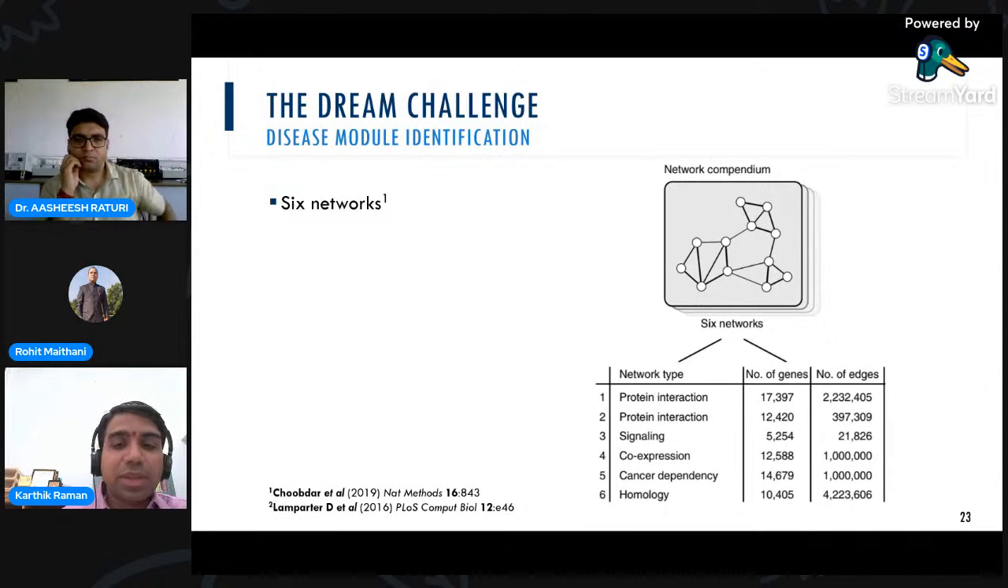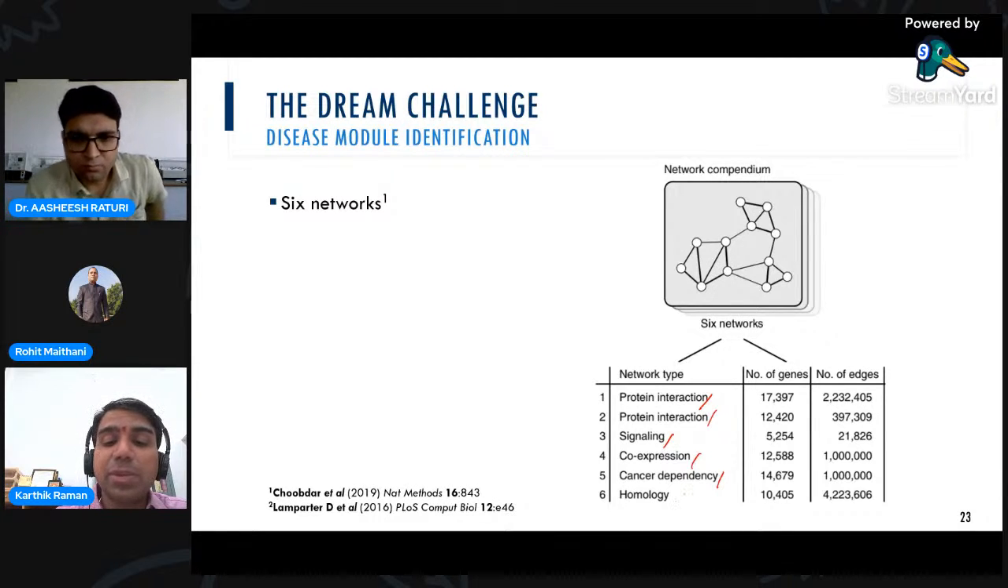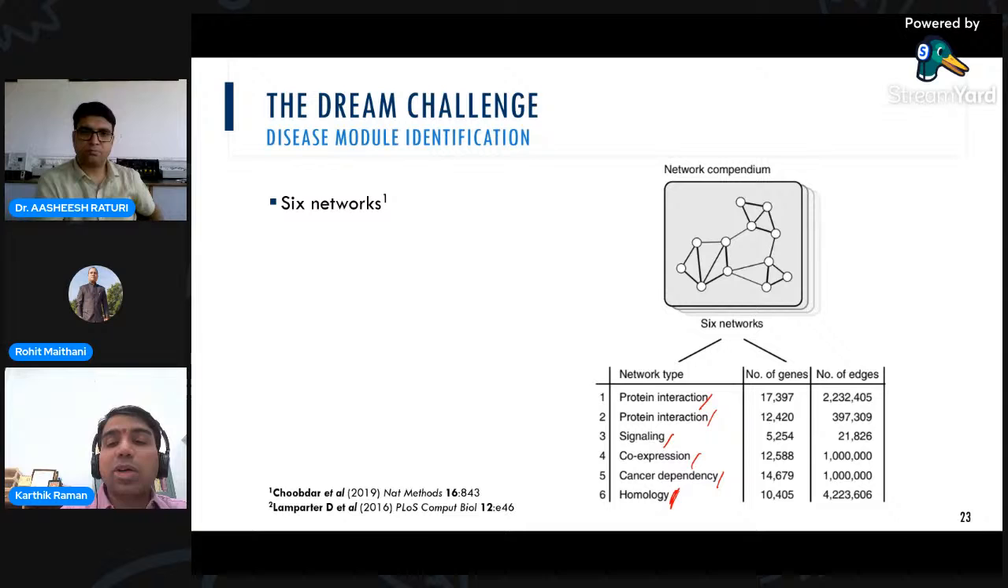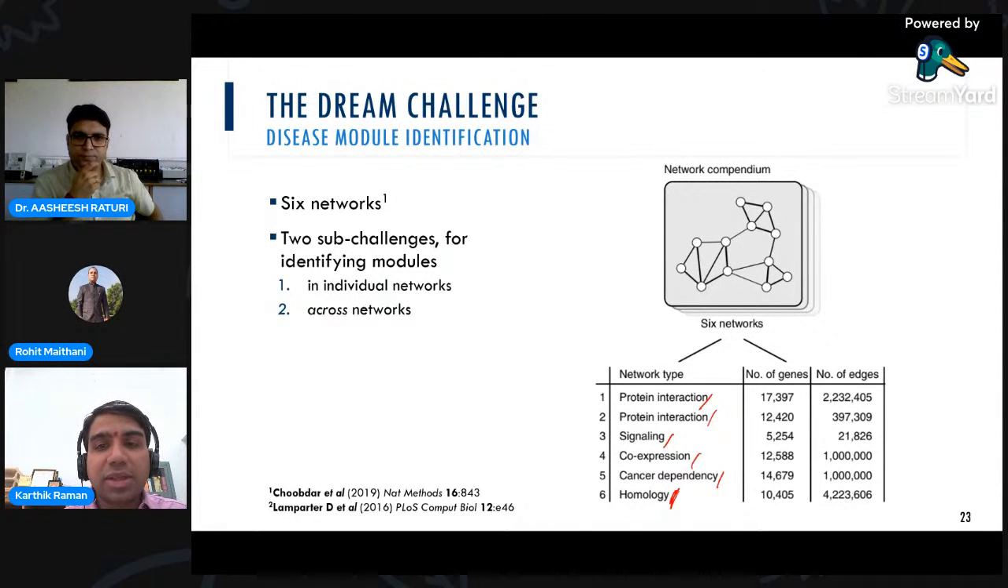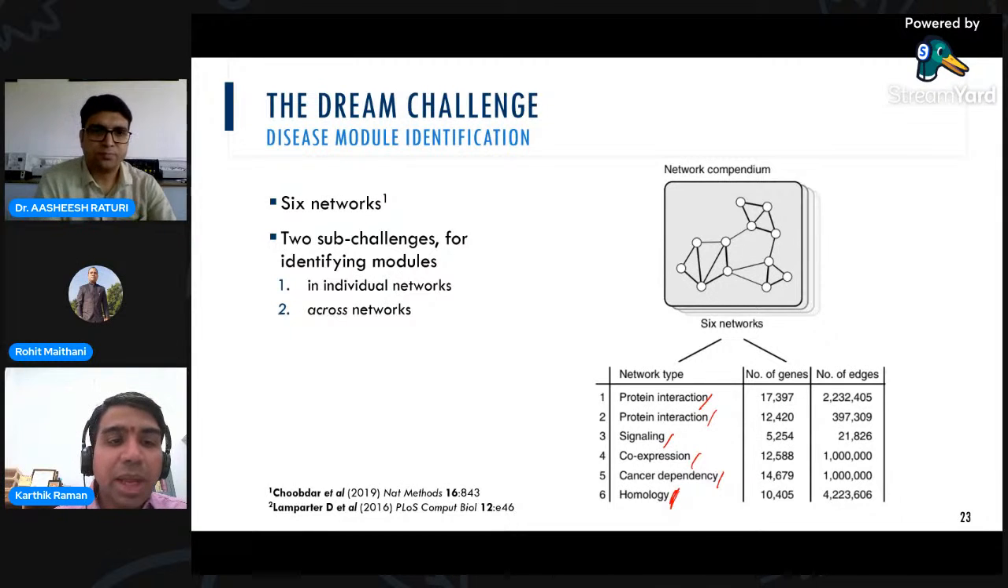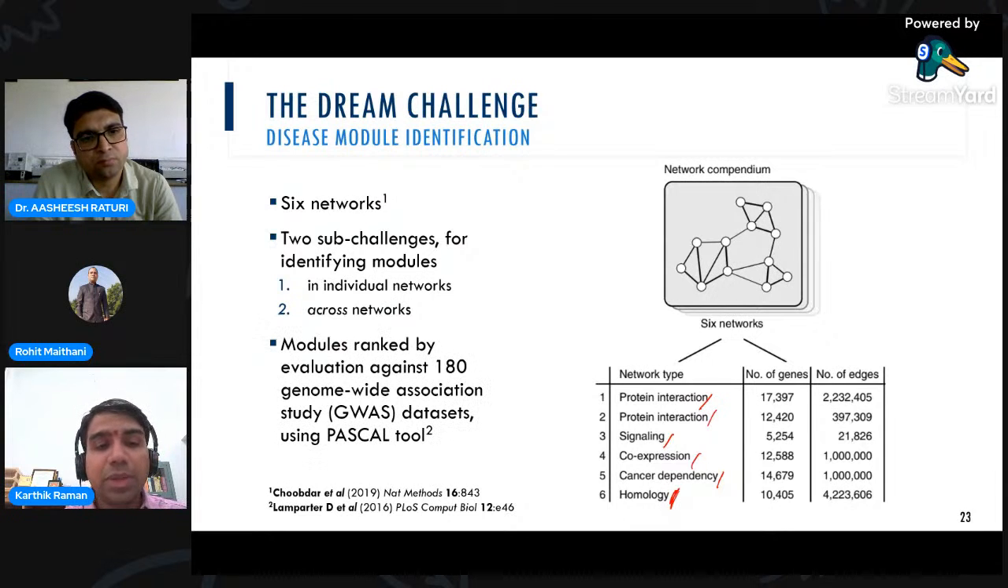They gave us 6 networks which spanned various kinds of molecules. So one was a protein interaction network, 2 protein interaction networks in fact, a signaling network, a co-expression network, a cancer dependency network, and ultimately just a simple homology network of which protein is similar to which other protein, and so on. Okay. And there were 2 challenges in this. This is an international competition, and they wanted us to identify modules in the individual networks at first, and also across all the networks. And they evaluated the performance by a complex process using genome-wide association study data sets and so on. I'll not get into those details.